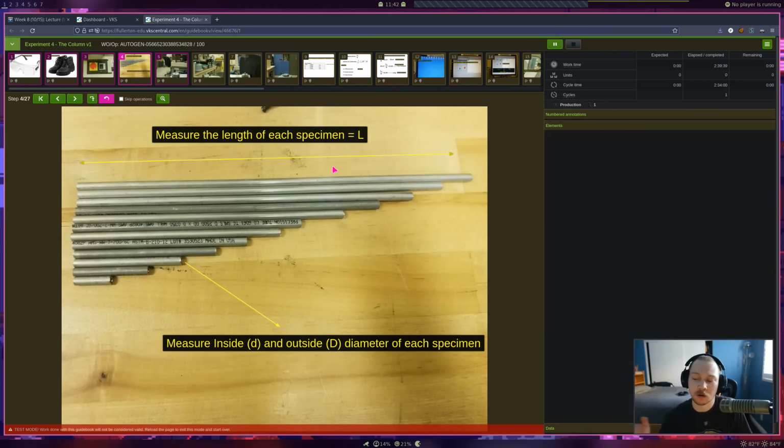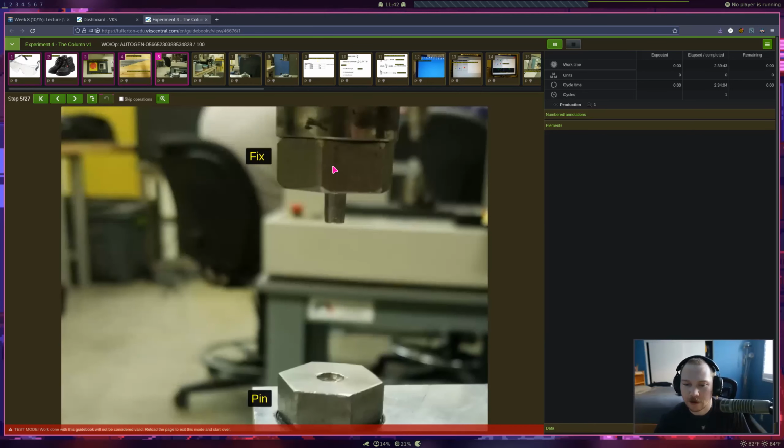So they're going to buckle. They're going to deflect outwards quite a lot. And for the 3 different setups that we have in the lab, they're each going to have different end supports. So here we have a fixed pin setup, so a fixed support up top and a pin support on bottom.